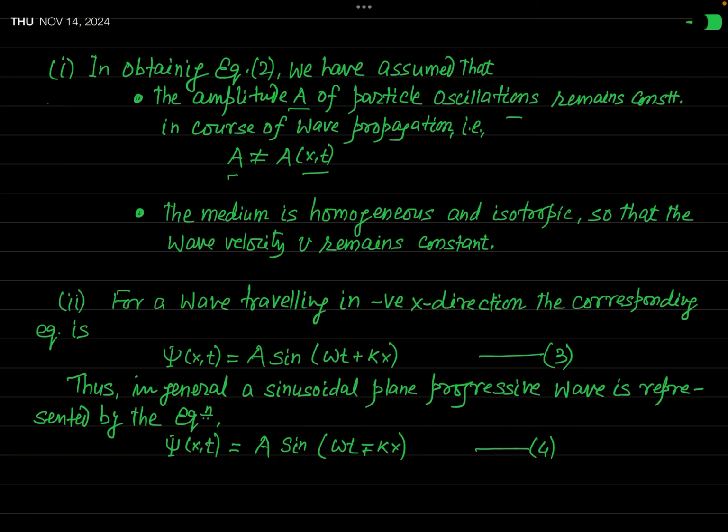Okay. And as I have told you, since we consider the medium as homogeneous and isotropic, this V is also constant. Everywhere the velocity of the wave will be the same. But if the medium is not homogeneous and isotropic, definitely this V will change. But we are talking about the homogeneous and isotropic medium.